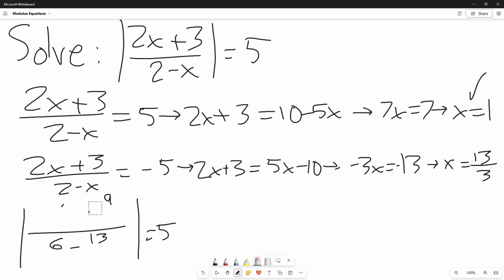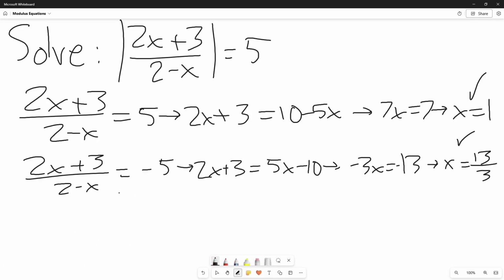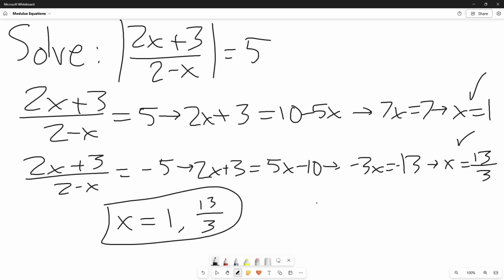26 plus 9 is 35. And 6 minus 13 is negative 7. And this fraction simplifies to negative 5. And as you should know, the absolute value of negative 5 is 5. So this means both solutions are verified. And that means, unlike the first example we did, we have two solutions, so x equals 1 and 13 over 3. And that's our final answer.